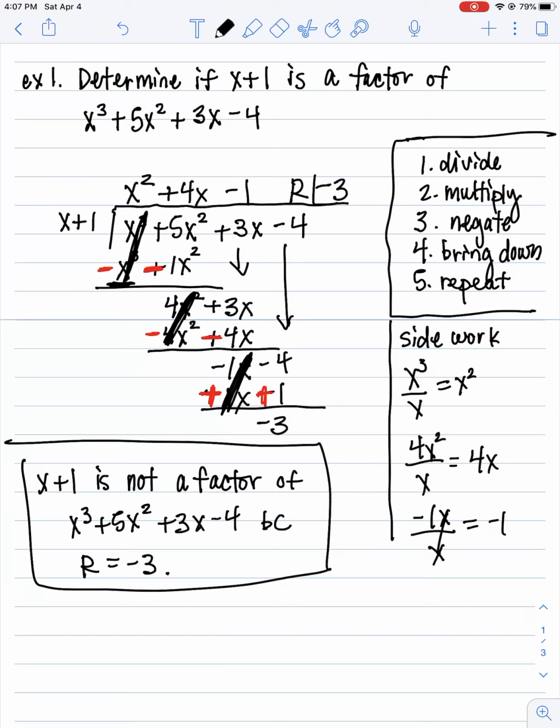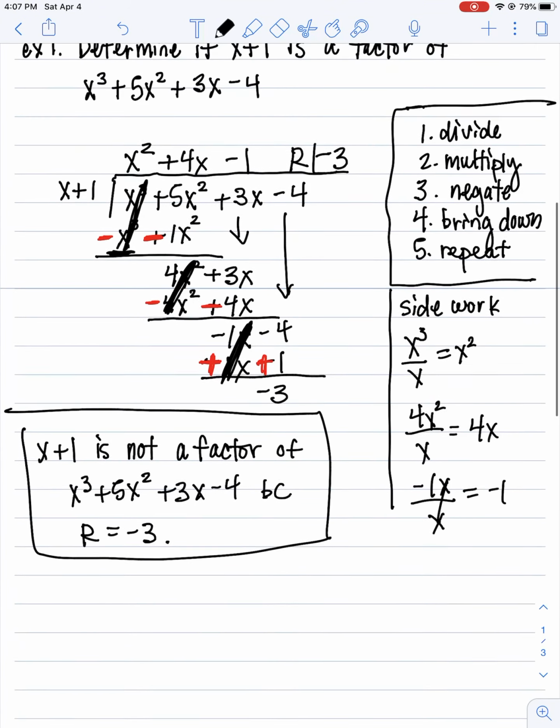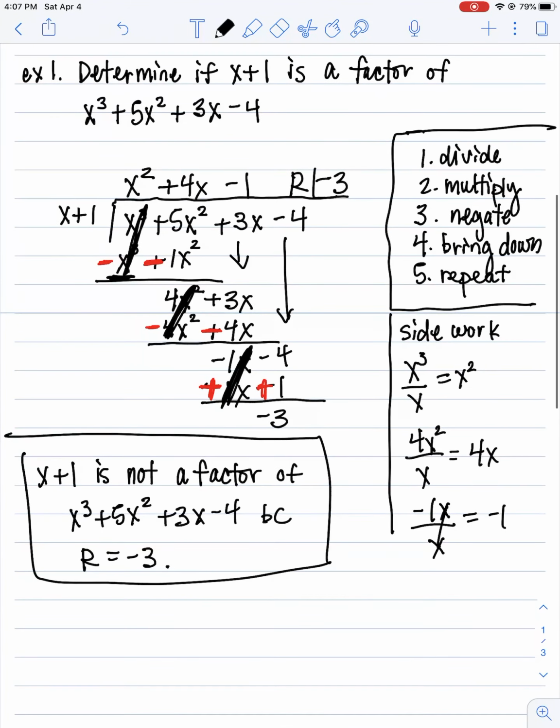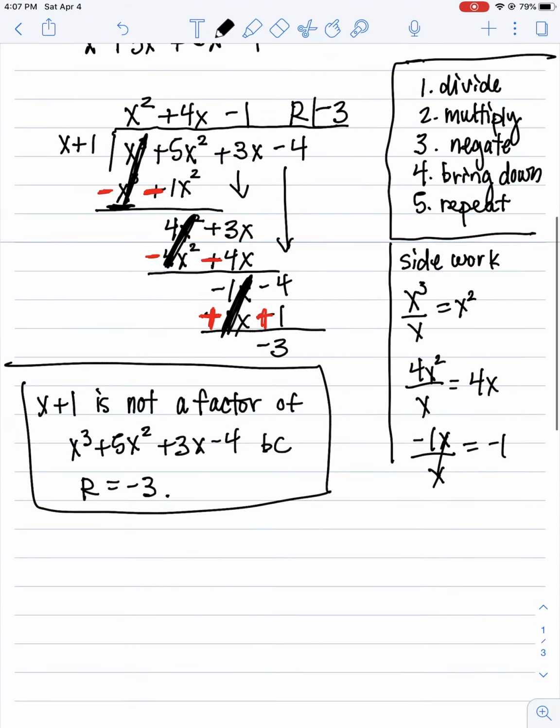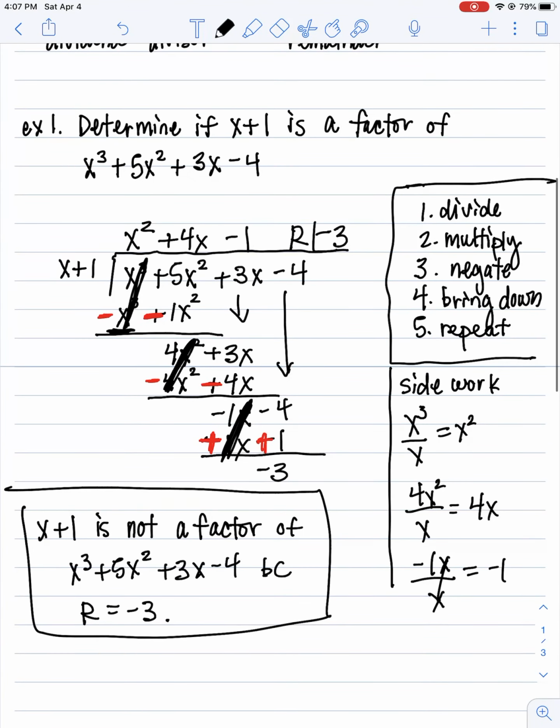Now that was using that process that we just did, guys. That was called polynomial long division. And I don't recommend doing that process because it's a little bit more complicated than synthetic division. So I'm going to do that exact same problem.